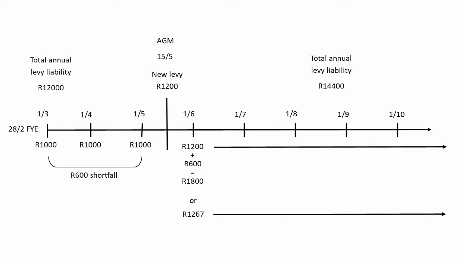Or the shortfall of 600 Rand could be divided up and added to the remaining 9 installments, resulting in a monthly liability of 1,267 Rand for the rest of the financial year.